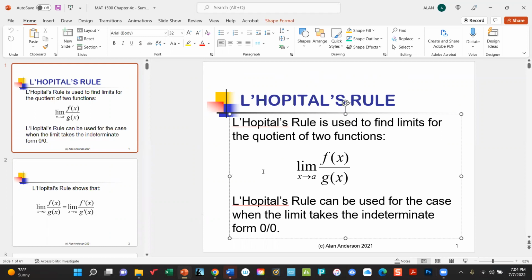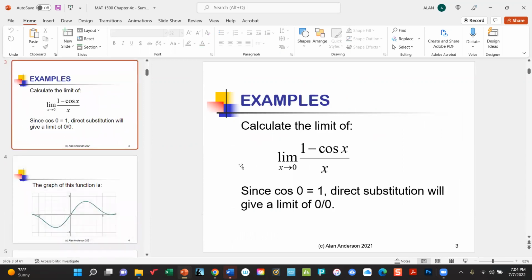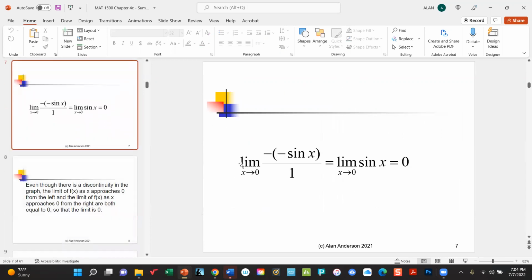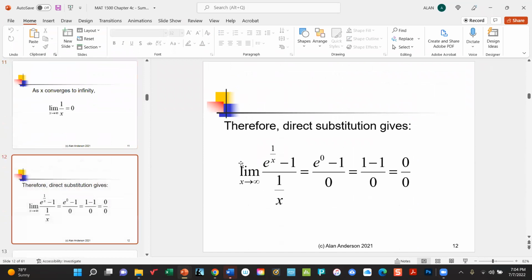Now, having said that, sometimes we can rearrange our problem to force it to be 0/0 or infinity over infinity. So in other words, you'll see some of these examples, even if it isn't already in the right form, sometimes we can rearrange the expression algebraically so that it is now something that we can apply L'Hopital's rule to. So we've done most of these already. Let's see, where did we leave off?